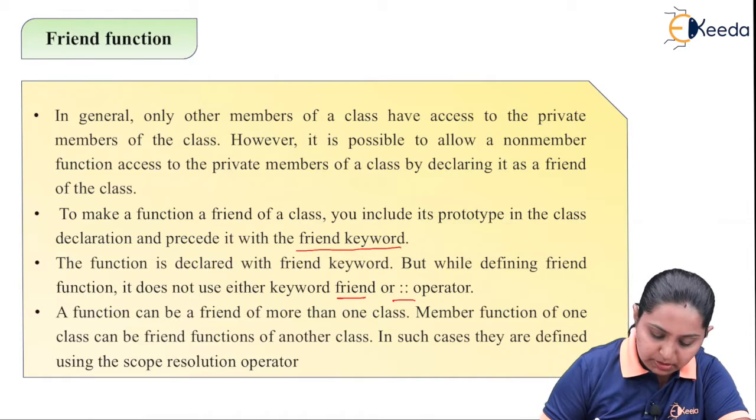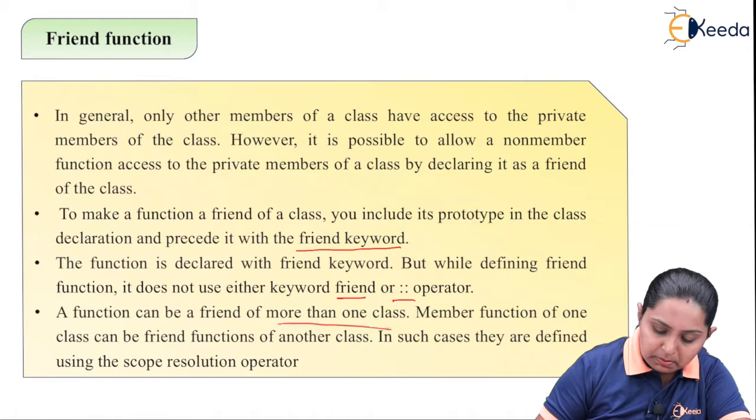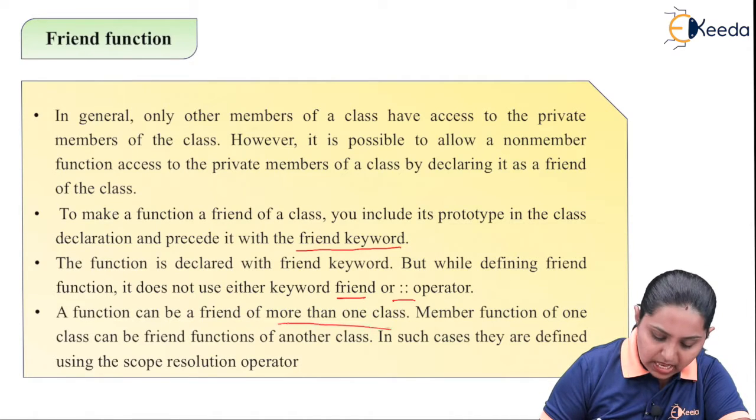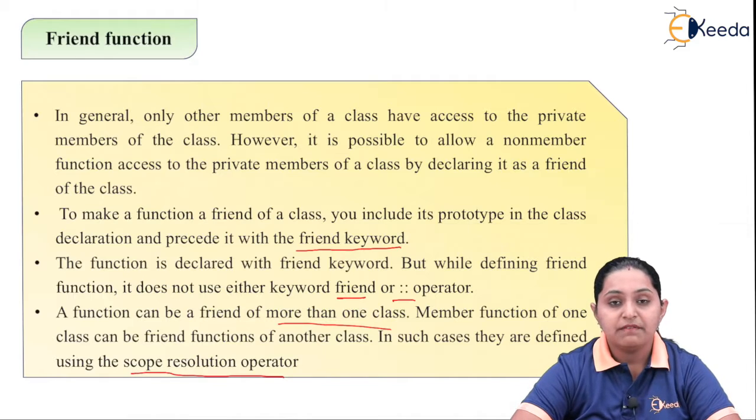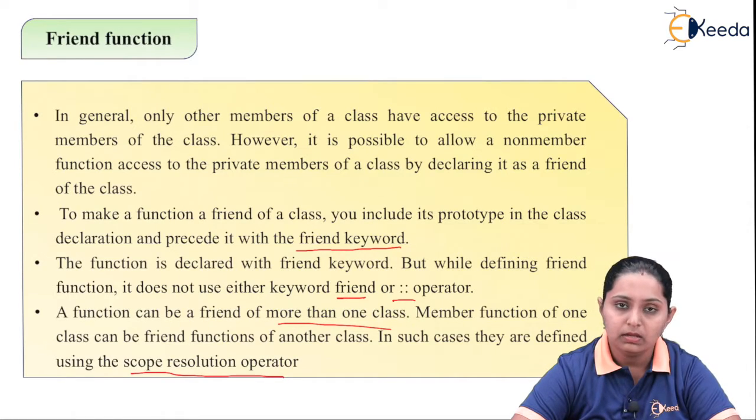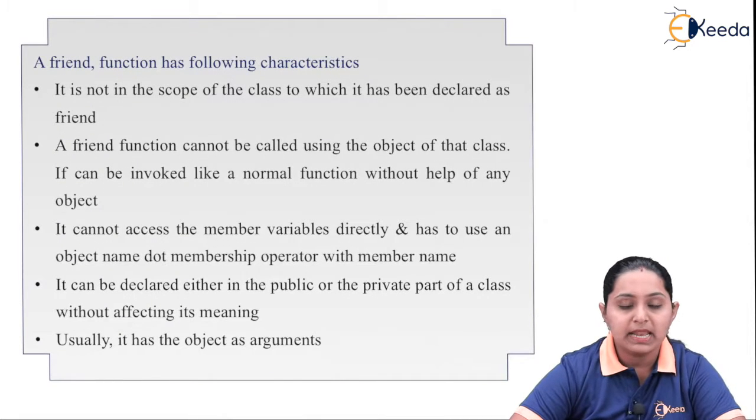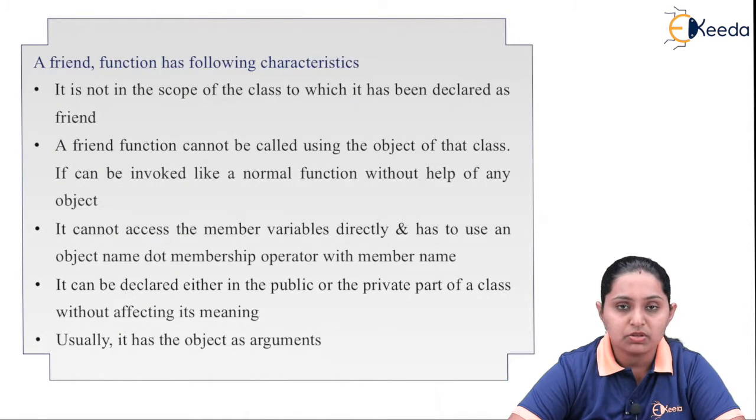A function can be a friend of one or more than one class. A member function of one class can be a friend function of another class. In such cases, they are defined using the scope resolution operator. Yes, one function can be a friend for multiple classes, but one member function can be a friend for one particular class. Next, there are some characteristics of friend functions.